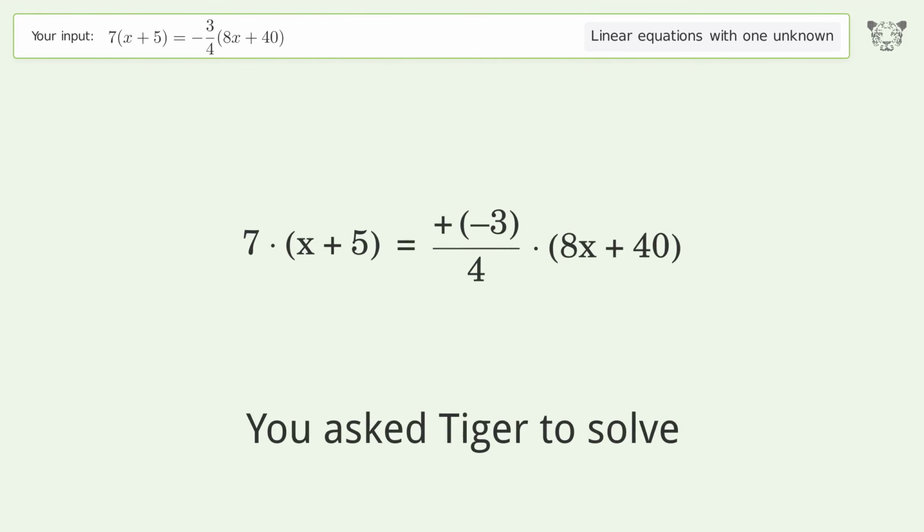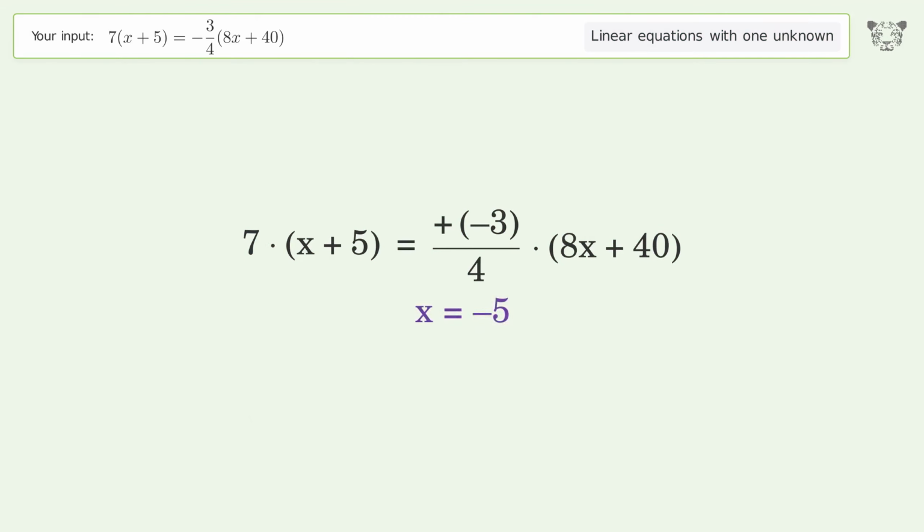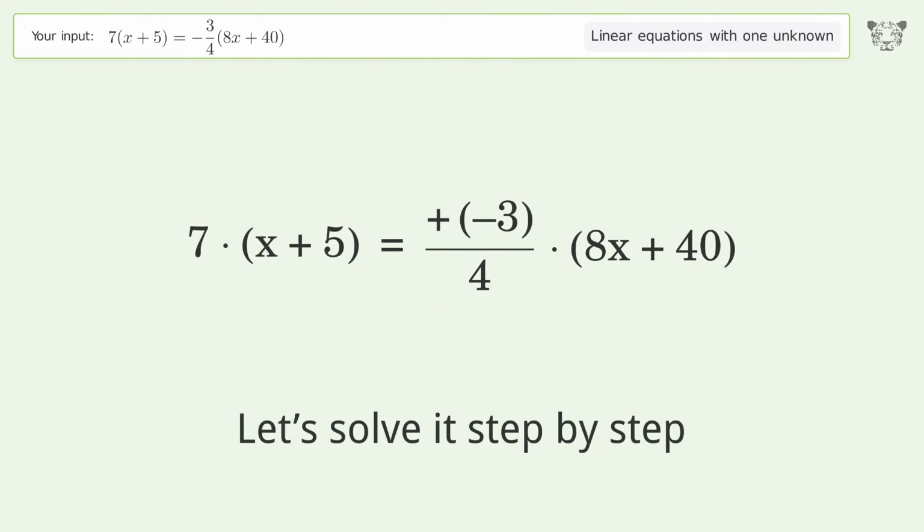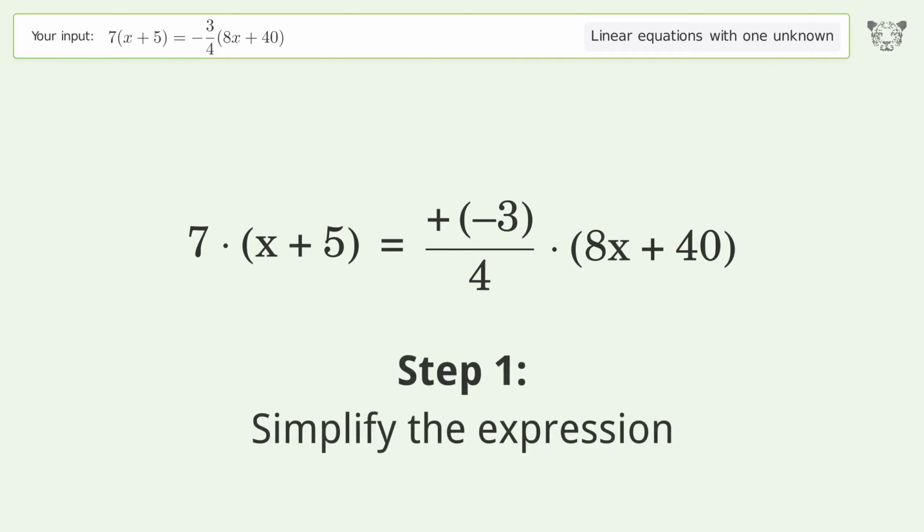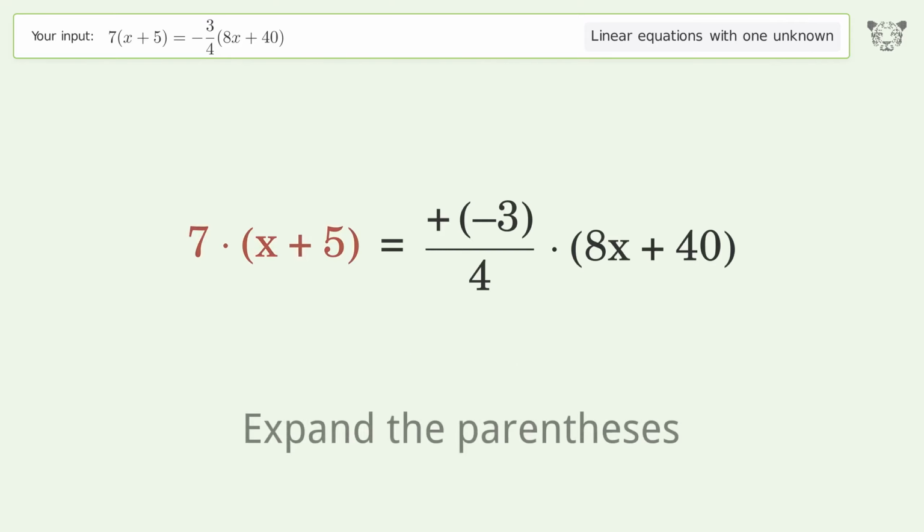You ask Tiger to solve. This deals with linear equations with one unknown. The final result is x equals -5. Let's solve it step by step. Simplify the expression. Expand the parentheses.